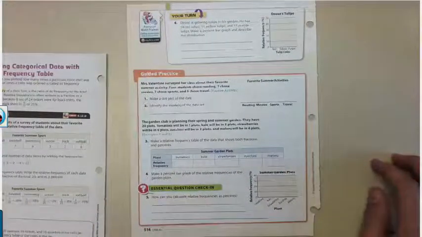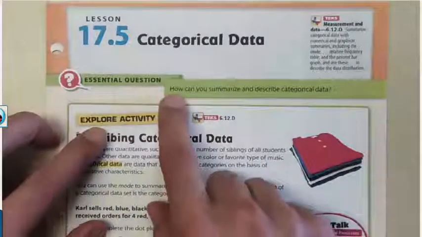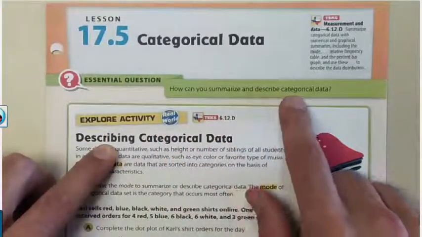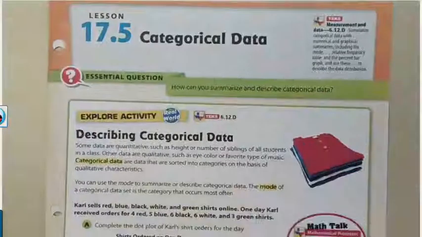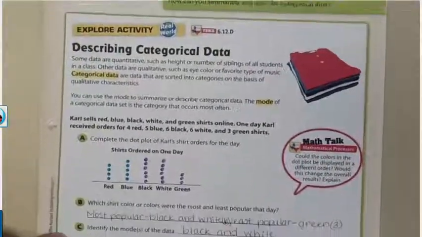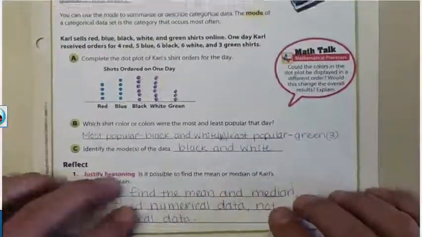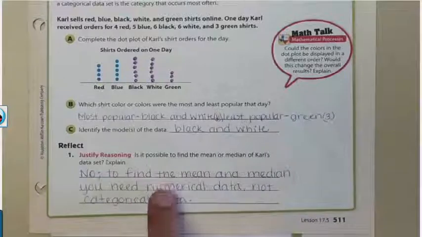The next unit that we're going to be working on is going to be with integers, and that's going to be Module 1 in our textbooks. The essential question for this video is, how can you summarize and describe categorical data? Okay, now I'm going to have you pause the video, and I want you to fill in your notes for the bottom of page 511.